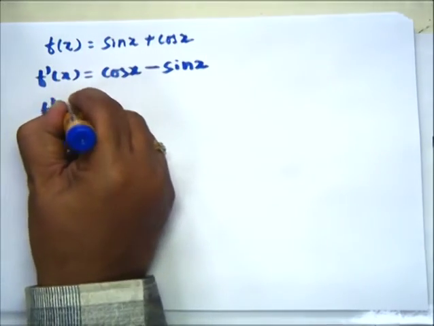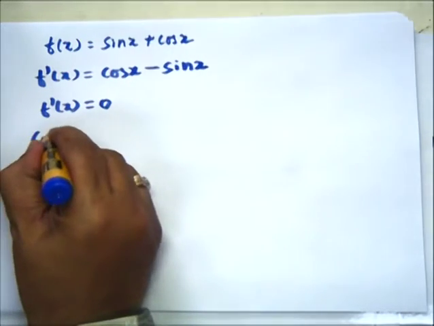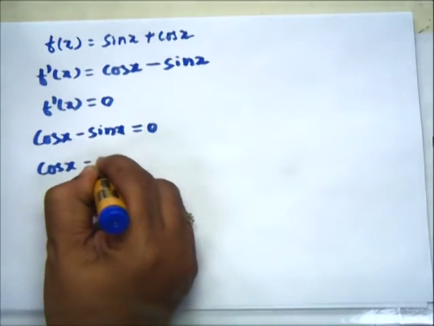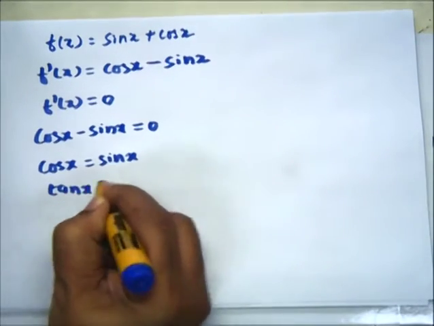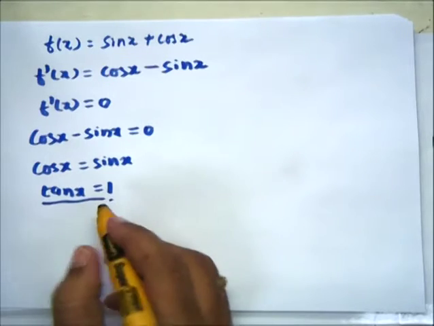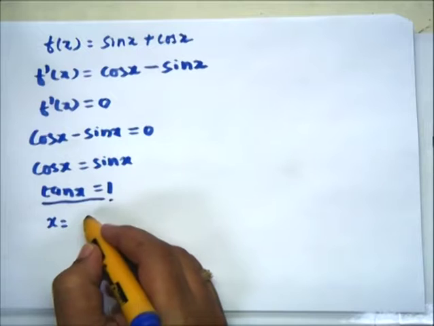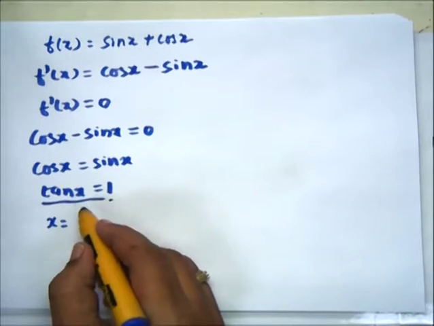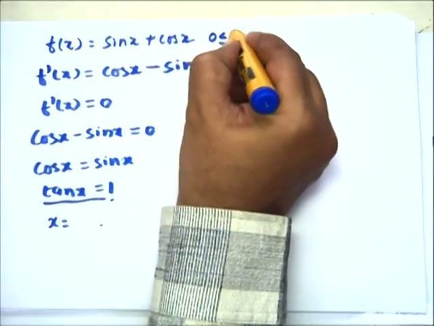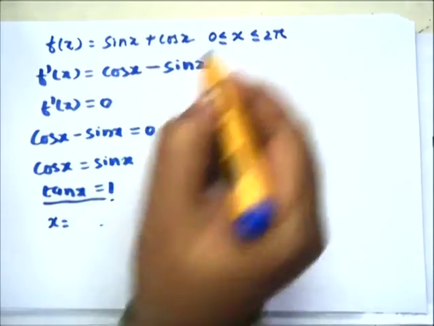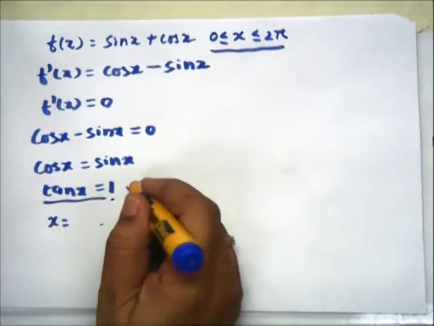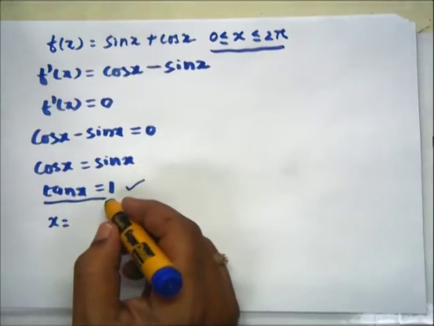So let us find the root of f dash x is equal to 0, that is cos x minus sin x is equal to 0. So we can say cos x is equal to sin x, or we can say tan x is equal to 1. Now tan is positive in either the first quadrant or the third quadrant, so we get so many values of x for which the function is maximum or minimum. For that, let us put a restriction on x, say x lies between 0 to 2 pi, because there are infinitely many values of x for which tan x is equal to 1.